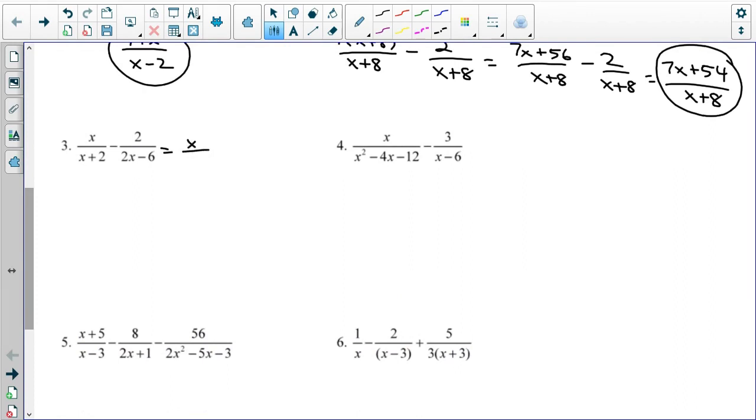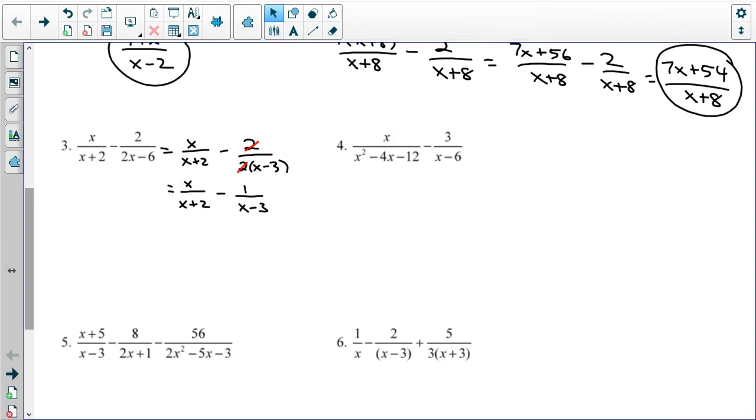Problem 3, I have x over x plus 2 minus 2 over 2 times x minus 3. So what I'm going to do to make my life a little bit easier is I'm going to reduce that, because there's a 2 in both the numerator and denominator. So I have x over x plus 2 minus 1 over x minus 3. One thing that's important to note is if my denominators are x plus 2 and x minus 3, those are entire expressions. So I cannot just simply multiply the x over x plus 2 by -3 or 3. I can't do that. I have to multiply by the entire thing.